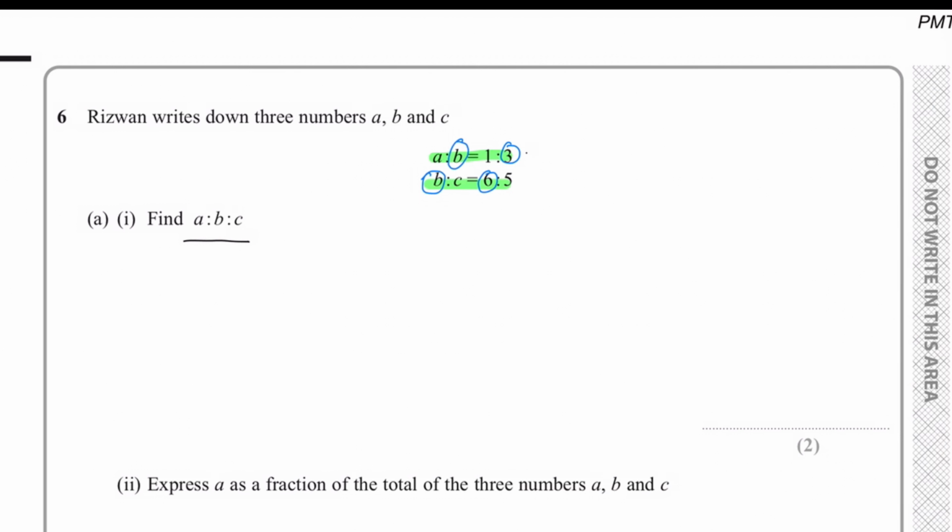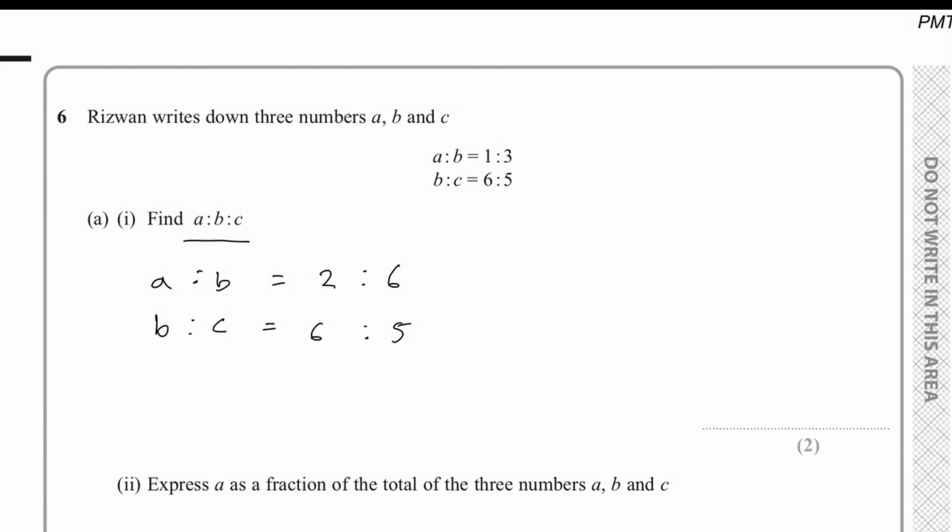We now need to find a way of making our 3 equal 6. How can we do that using only multiplying or dividing? We can multiply 3 by 2 and we get 6. Remember, whatever we do to one number in our ratio, we have to do the same with the other. So we can rewrite our first ratio, A to B, as 2 to 6, since we've times both by 2. And then underneath we can write B to C is equal to 6 to 5.